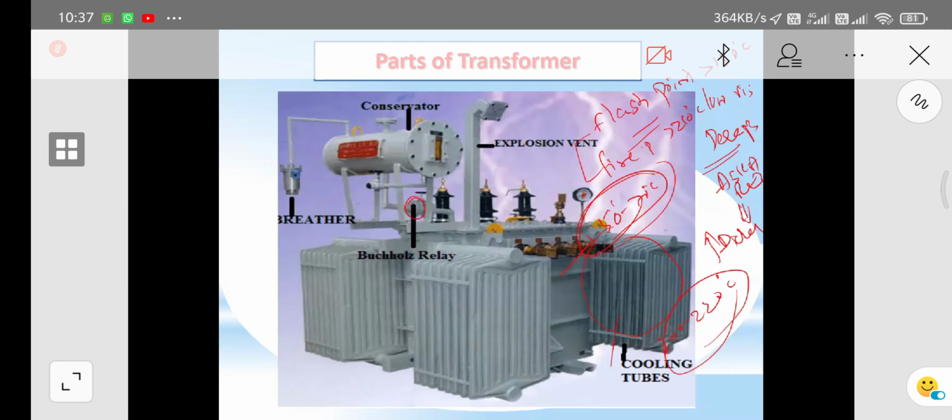At a high temperature, transformer oil decomposition takes place here. At high temperature, the decomposition of the transformer oil is known as sludging. It is known as sludging.